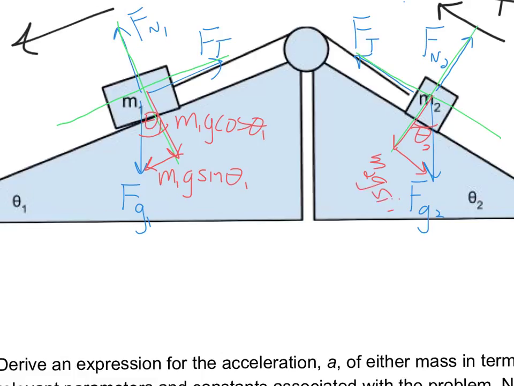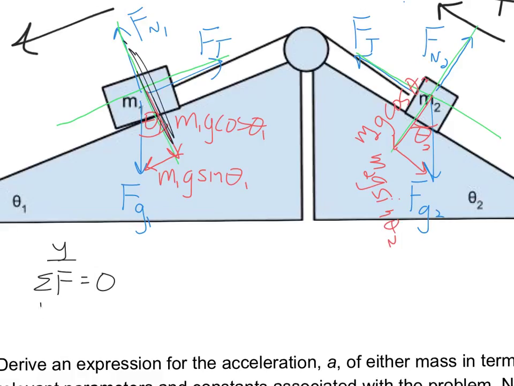m2g sine θ2. And then this one up here is m2g cosine θ2. Nice and messy. All right. So now let's write some equations. For the block on the left, M1, in the y direction, we know that the net force is equal to 0. We know it doesn't accelerate this way, up and down, perpendicular to the ramp.